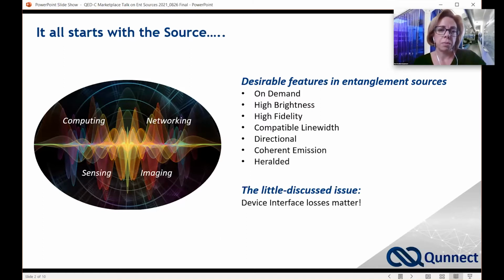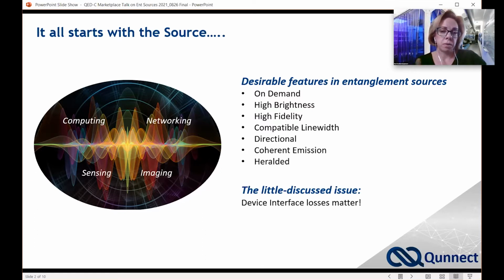There are many desirable features in entanglement sources, and I'll speak to a little bit of these in each one of the examples. But first, it would be great if they were on demand. Then universally, having high brightness and high fidelity are very important. And some things which I'll speak to in some of the latter slides that are coming to light is compatible line width. Largely that's because device interface losses are really key as we start going away from single quantum instrument type experiments and now talk about quantum networks, and larger quantum devices like computers trying to interface to those networks.